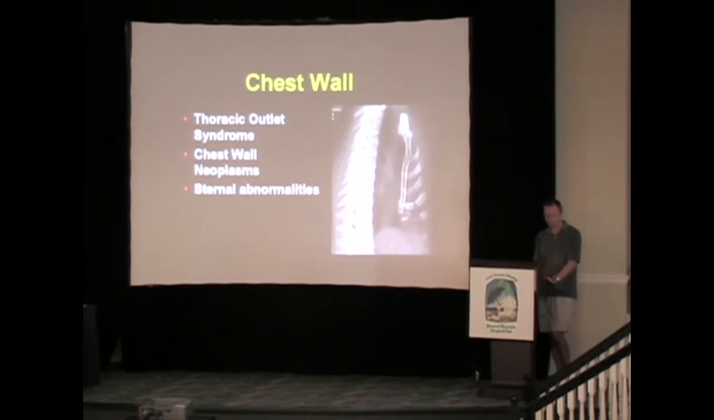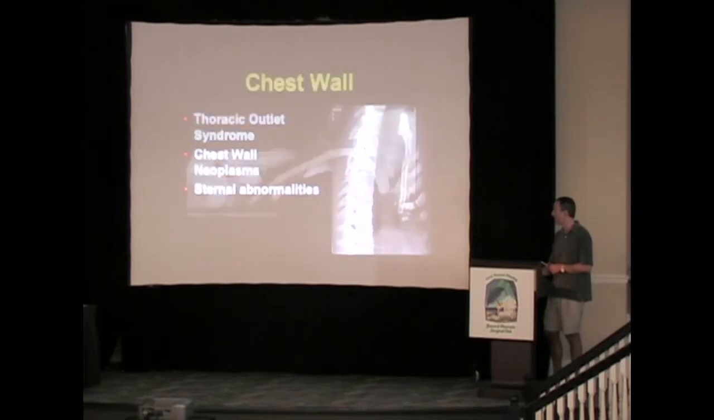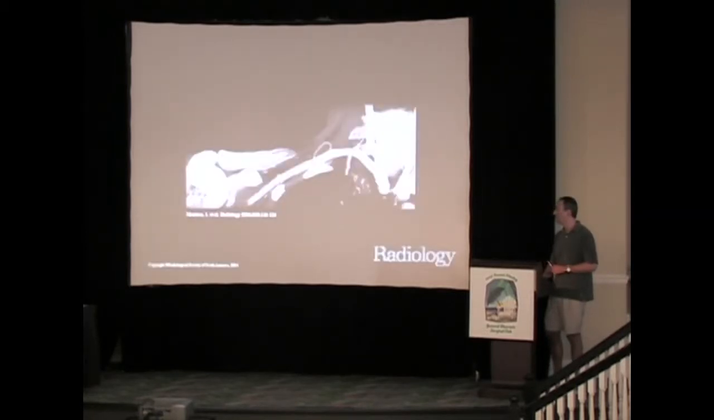And then lastly, what about the chest wall? Well, multiplanar and 3D CT can be very helpful for delineating and helping to plan surgery for chest wall abnormalities, anything from thoracic outlet syndrome, chest wall neoplasms, to pectus excavatum, as shown in this sagittal reformation image on the right. Now, I mentioned earlier for superior sulcus lesions that MRI was preferable to CT.